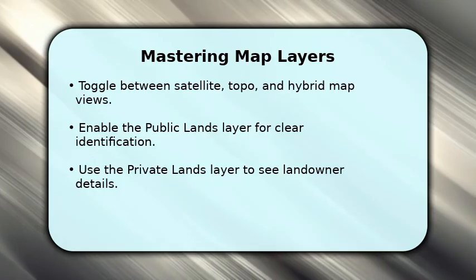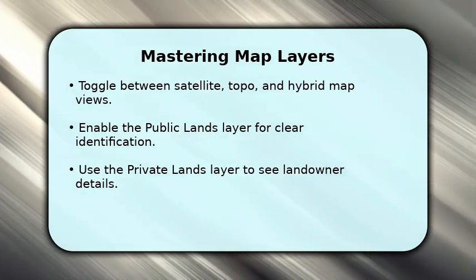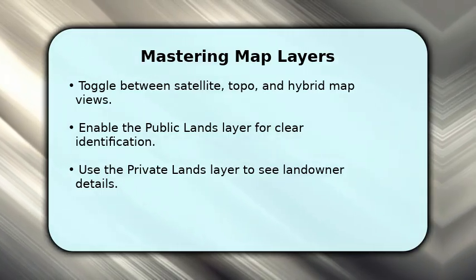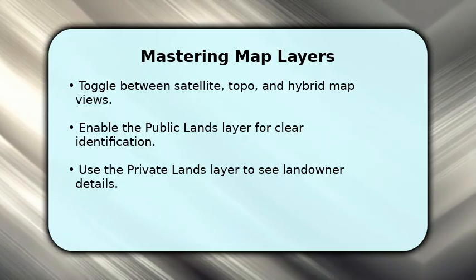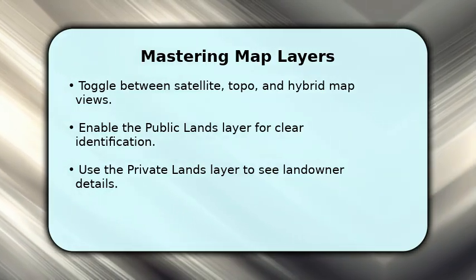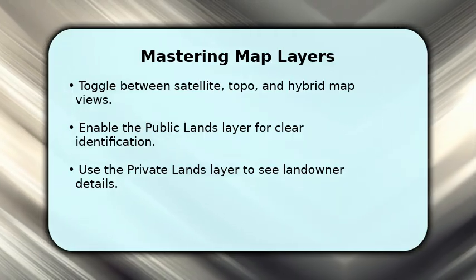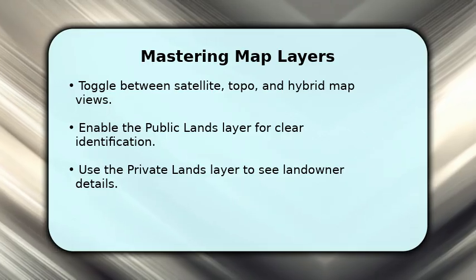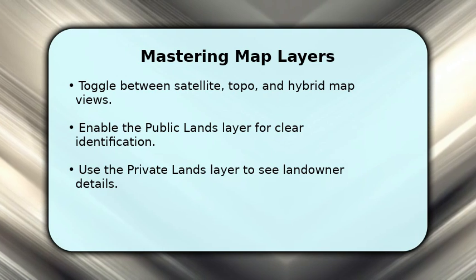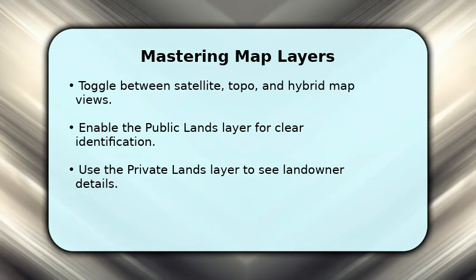Next, let's dive into mastering the various map layers available in OnX Hunt. You can easily switch between satellite, topographic, and hybrid views to get the best perspective for your hunting area. Activating the public lands layer will clearly highlight accessible areas, while the private lands layer provides essential landowner information, including contact details in many cases. Understanding these layers is key to planning your approach and avoiding trespass, making your hunt more efficient and enjoyable.